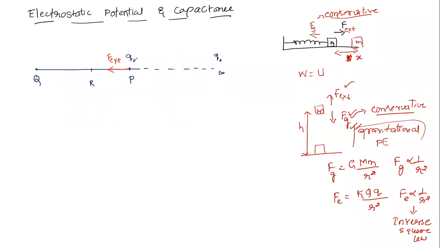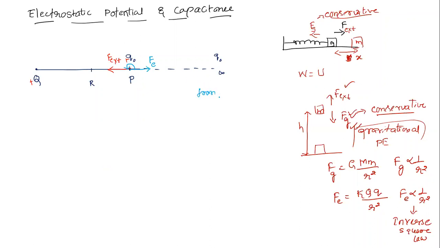Now, sir, this is a positive charge and this is also a positive charge. Then what is the direction of the electrostatic force? It will be repulsive, right? Because these two are like charges, it is repulsive in nature. So the electrostatic force F_E will be in this direction. Students, what is the angle between these two? 180 degrees.